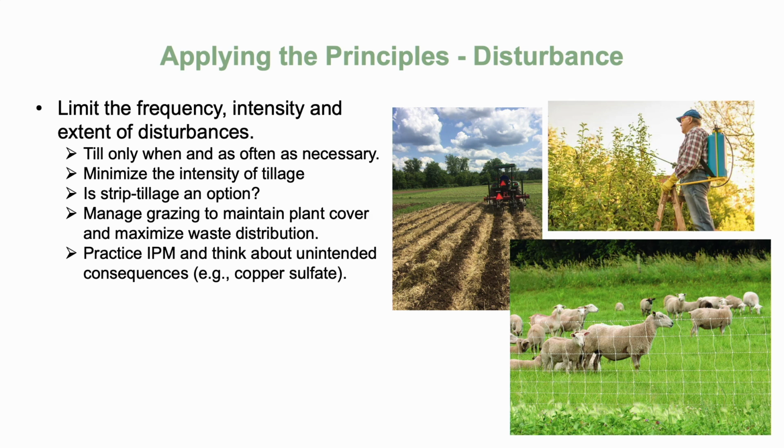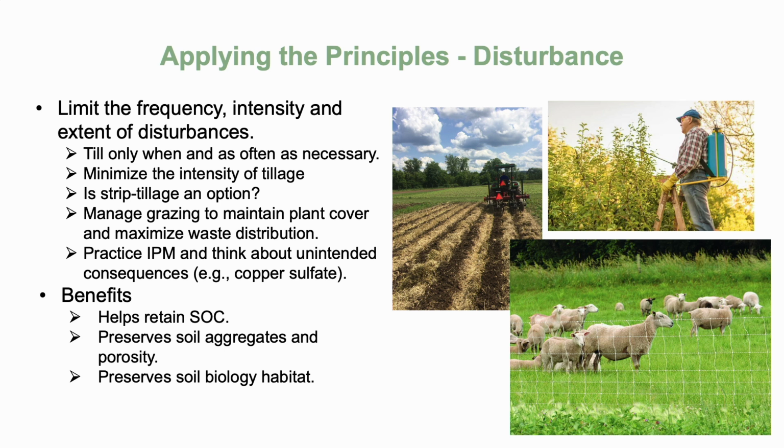Managing grazing. Overgrazing is a form of biological disturbance. And then practicing IPM. Pest management, even for you organic folks, can be a disturbance. Some of you use copper sulfate. It's an effective fungicide. But use it. Just because you're organic, and most of you guys realize this, doesn't mean you don't have to practice IPM, right? Judicious and only necessary use of things like copper sulfate for fungus, for disease management.